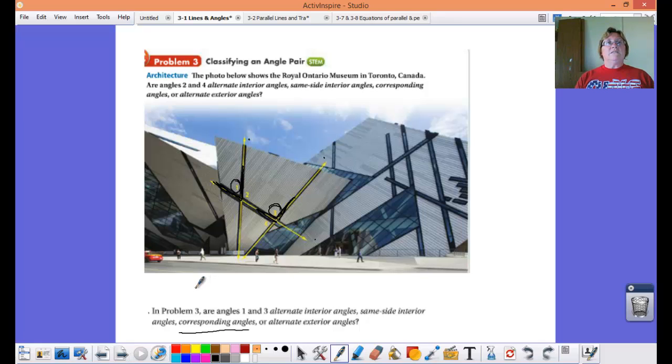And that's where we leave it tonight. We've identified and described several different types of angle pairs. These are going to be important to us as we go through this chapter.